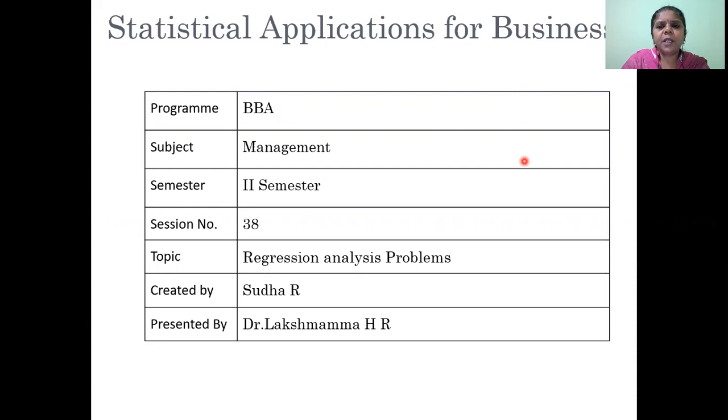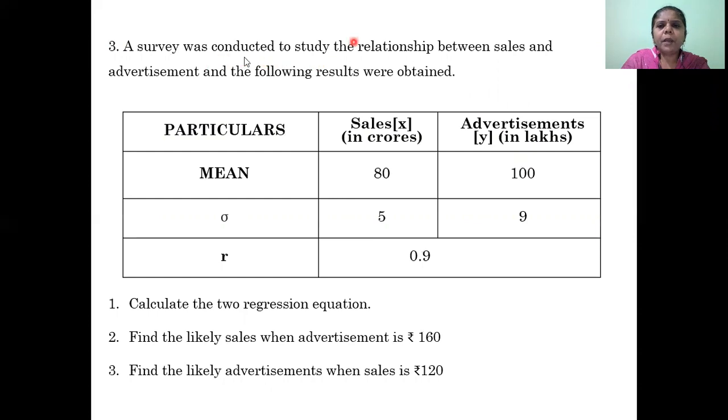Let us, in this session, discuss some more problems on regression analysis. Here, a survey was conducted to study the relationship between sales and advertisement, and the following results were obtained. The sales mean is 80, and advertisement, which should be assumed as the y variable, has mean 100. The standard deviations are 5 for x and 9 for y, and the correlation between x and y variables is 0.9.